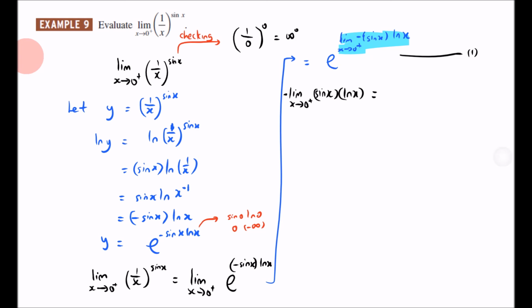Now we convert to a fraction, right? So limit of ln x. It's better to retain ln as the numerator, and the other one as the denominator, so 1 over sin x.